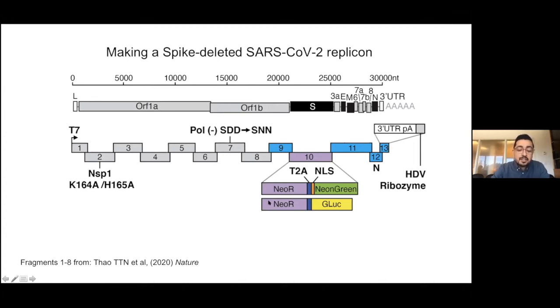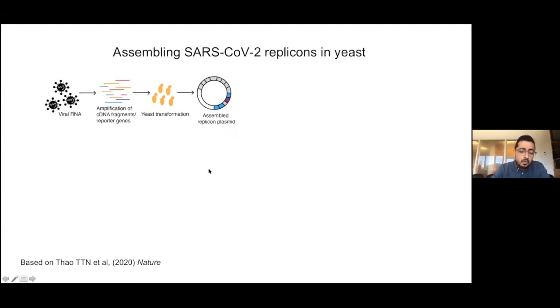This cassette has a selectable marker neomycin, followed by a self-cleaving sequence, and then either a nuclear localized neon green fluorescent protein or a secreted Gaussian luciferase. So we have 2 versions. Also depicted here are 2 key mutations that we'll be using in the viral polymerase and in the NSP1 protein. We can take these 13 fragments and use them to transform yeast, which can then use their recombination machinery to assemble them into a plasmid, a bit like a large Gibson assembly.